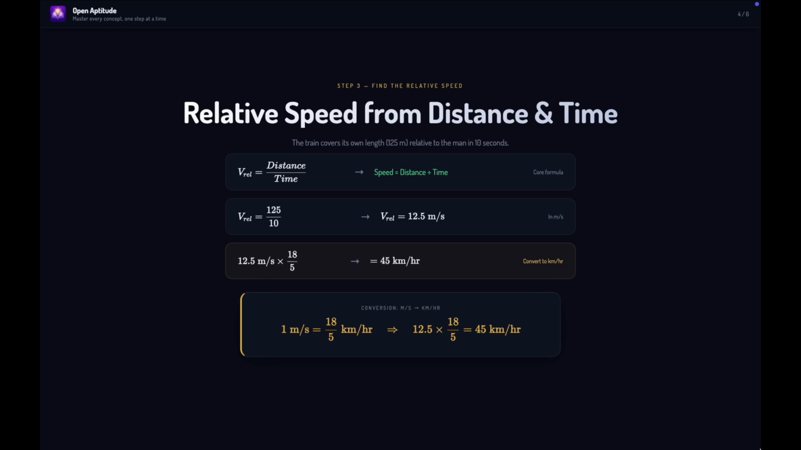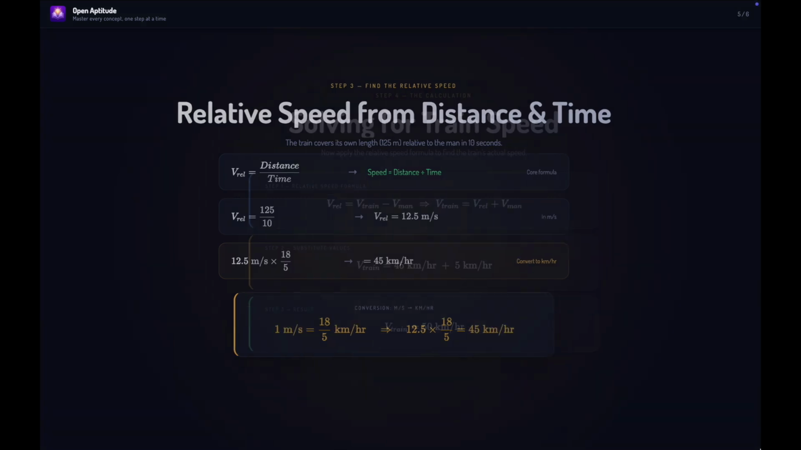However, the man's speed is given in kilometers per hour, so we should convert the relative speed into the same unit. To convert meters per second to kilometers per hour, we multiply by 18 divided by 5. Applying this conversion, 12.5 multiplied by 18 divided by 5 equals 45 kilometers per hour. So the relative speed of the train with respect to the man is 45 kilometers per hour.